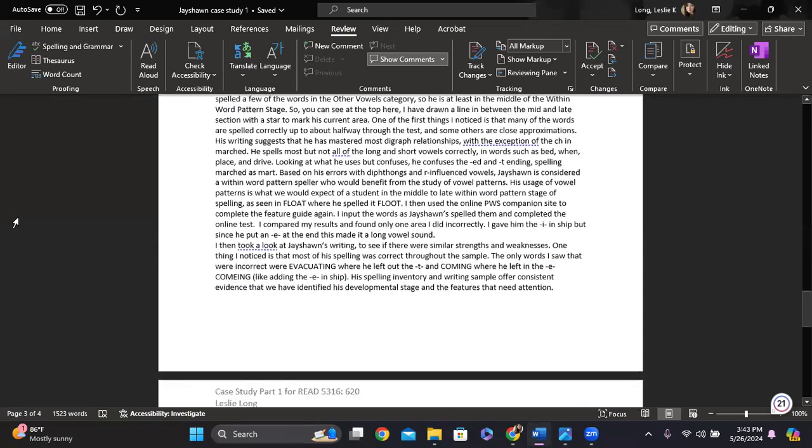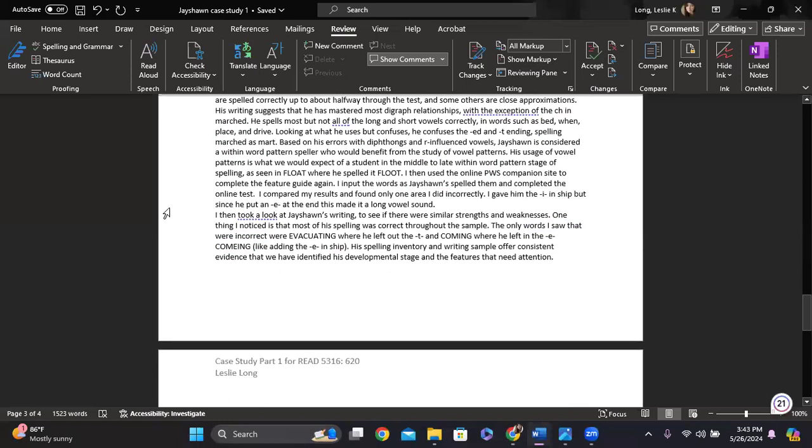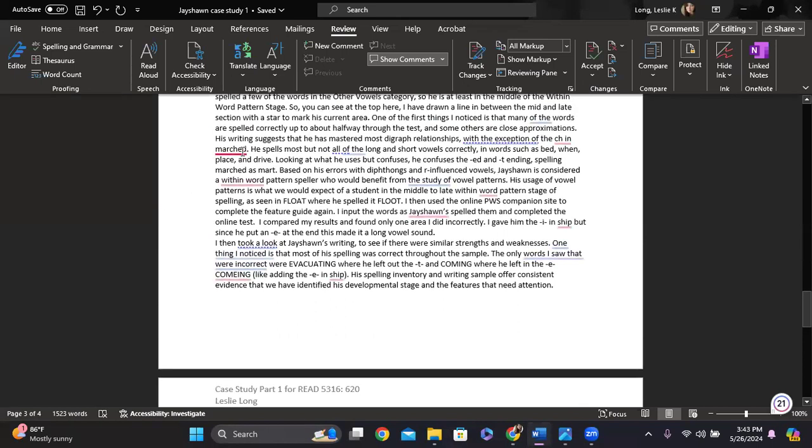Then I analyzed his writing sample itself after I looked at all of that stuff. Oh, sorry, I skipped ahead. I'm so sorry. So yes, looking at where he is at, it does look like he is very much so in the middle word pattern, within word pattern stage due to where his errors are.